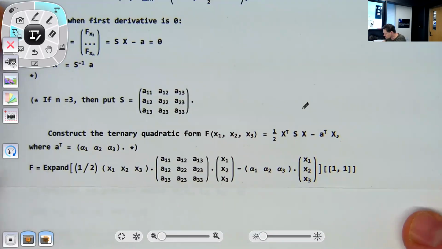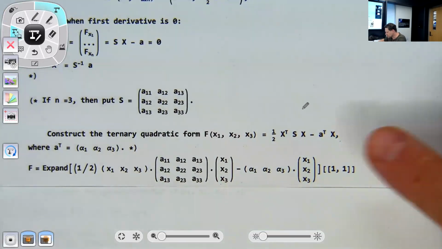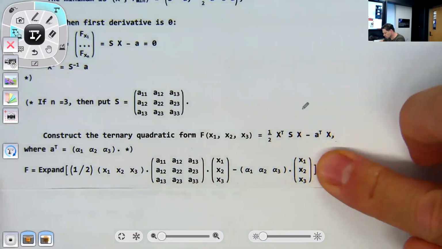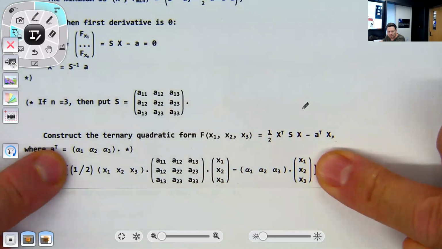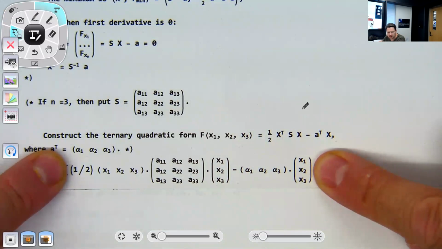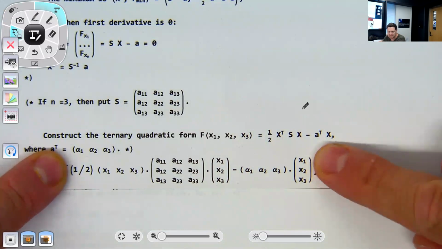Essentially you can see this, and it looks like mathematics, but I'll put my fingers over what you don't want to look at just yet. So 1/2, then we've got x transpose, then our matrix S, then x, and then A transpose, and then X. So we're subtracting that. It's exactly as above.